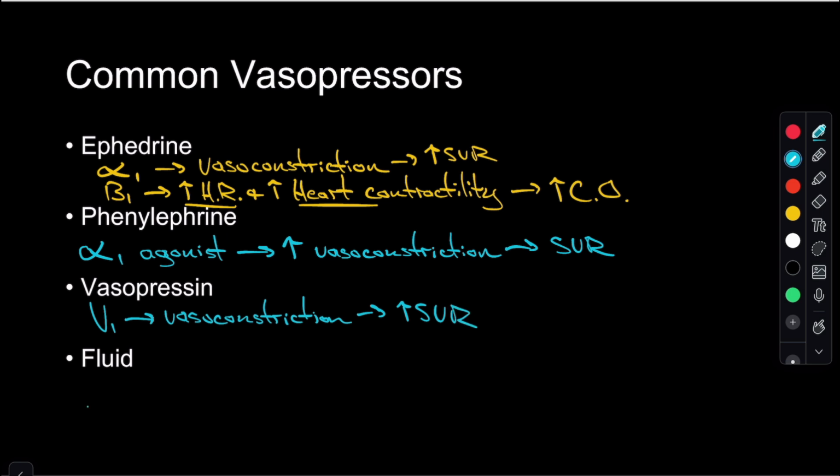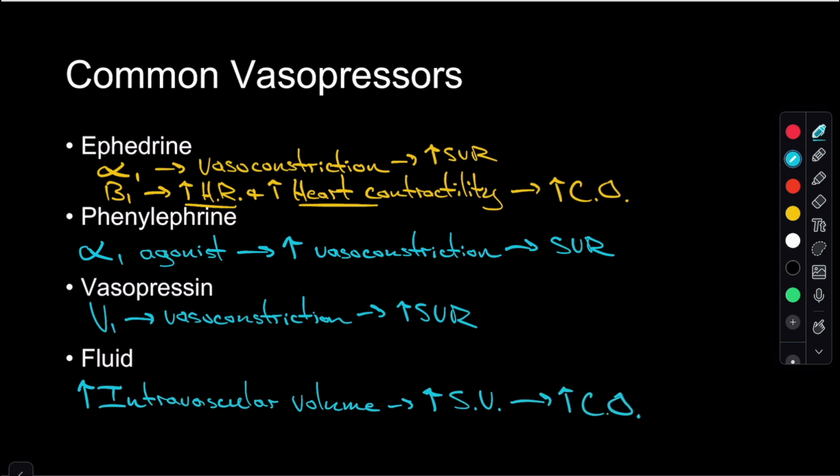And then if you administer fluids, we talked about this in one of our previous lectures, that's going to increase your intravascular volume, which is going to increase your stroke volume, as long as you're staying in the optimal range of the Frank-Starling curve, and then that will increase cardiac output, which can also increase your mean arterial pressure.